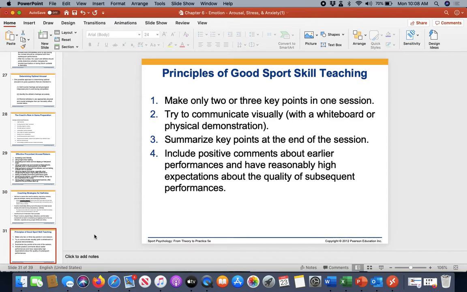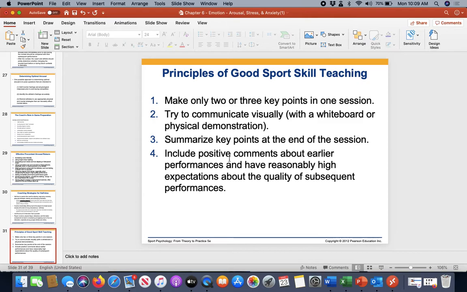Use visuals. Especially if you're in a locker room, and this goes for exercisers too, using a whiteboard is cool for that. Using things that have visual representation is critical. Also, summarize the things that they need to focus on at the end of whatever it is they're doing, because then that's going to lead them out to be able to understand what they have to do.